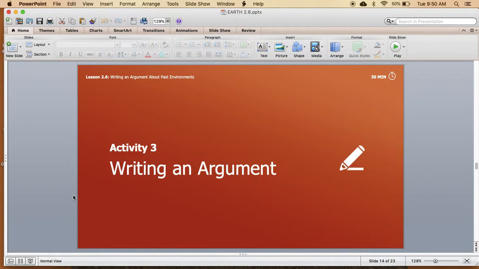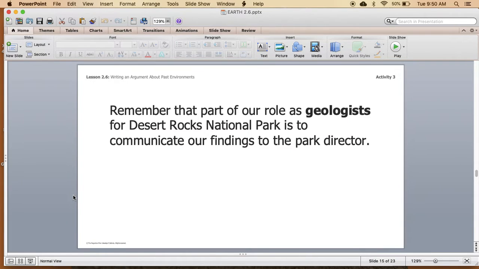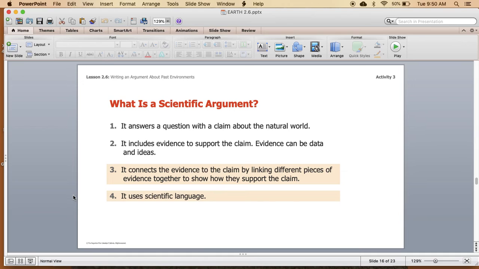Okay, this brings us to our argument. Remember that part of our role as geologists for Desert Rocks National Park is to communicate our findings to the park director. Make sure you follow these guidelines. Your scientific argument must answer the question, and it must have evidence to support your claim.